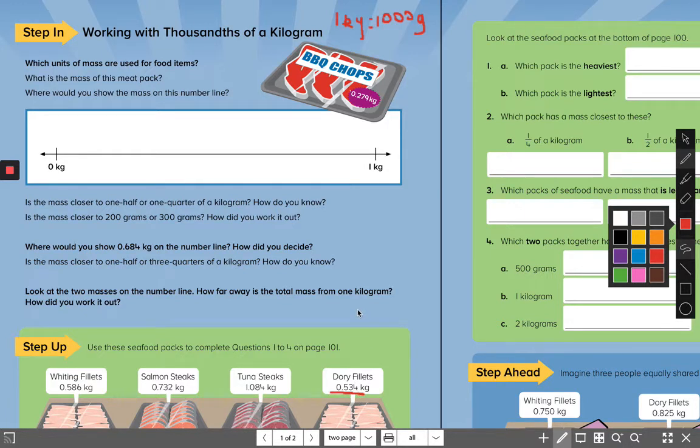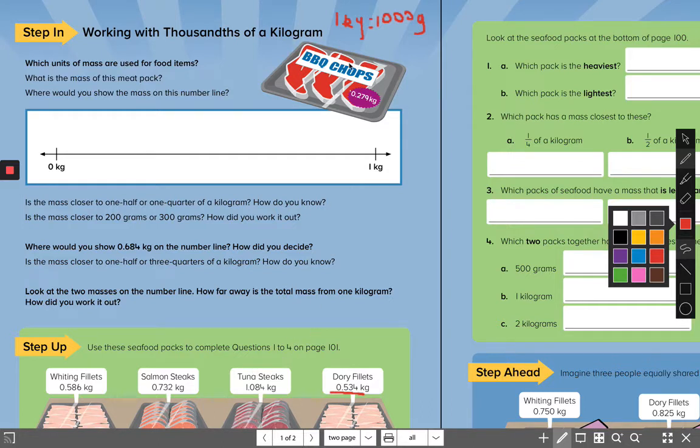So let's have a look at our step in. Which units of mass are used for food items? What is the mass of this meat pack? And where would you show the mass on the number line? Now remember, mass and weight are interchangeable, even though they have slightly different meanings. But for the sake of today's lesson, when we see the word mass, it means we're talking about weight.